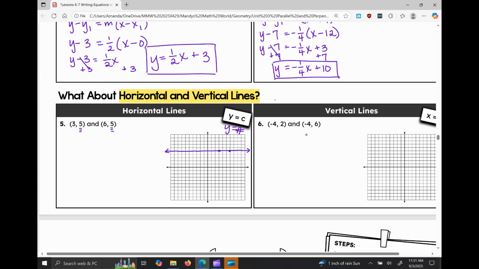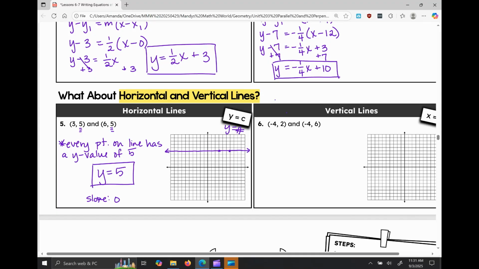Every point on this line has a y value of 5. Let's write that down. Every point on the line has a y value of 5. Therefore, my answer is going to be y equals 5. That's the equation of the line. It has a slope of 0. Remember, those horizontal lines have a 0 slope.